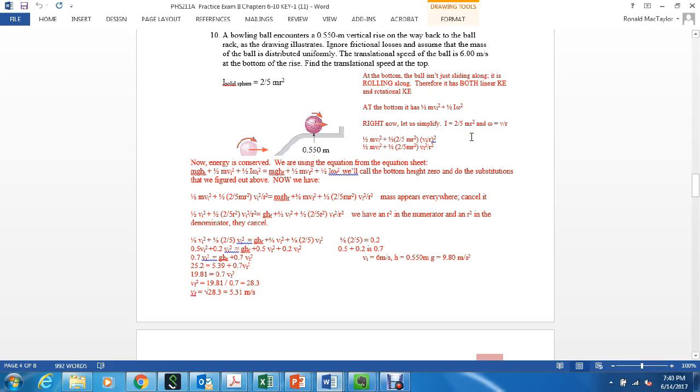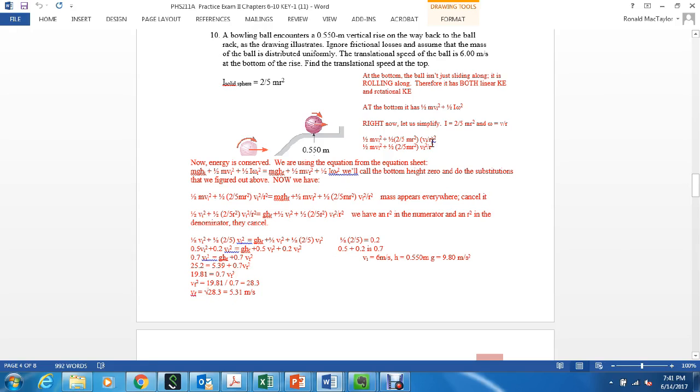Now, the great thing for us, we have this equation that has both linear velocity and angular velocity in it. We can change the angular velocity term to be in terms of linear velocity, v. They are related to each other. So if omega is v over r, then omega squared is v squared divided by r squared.